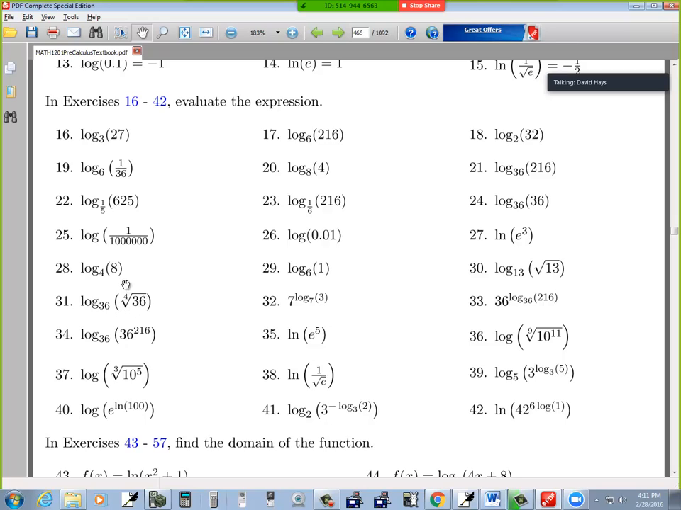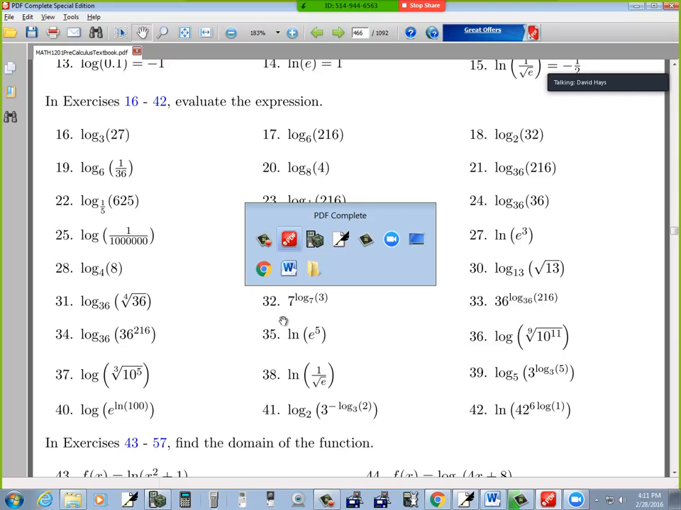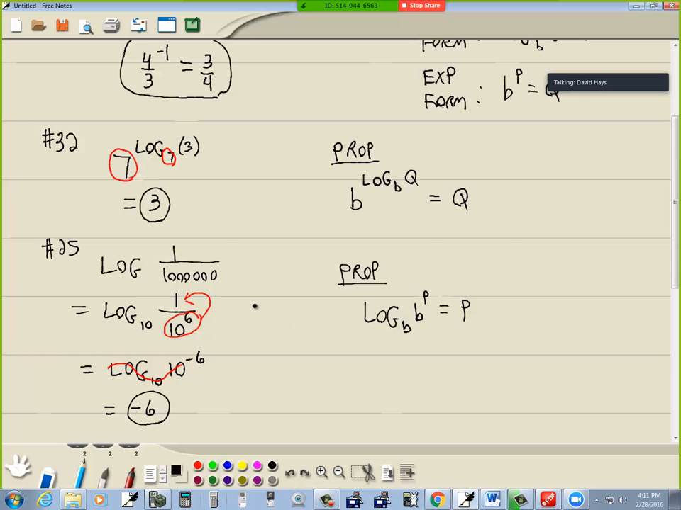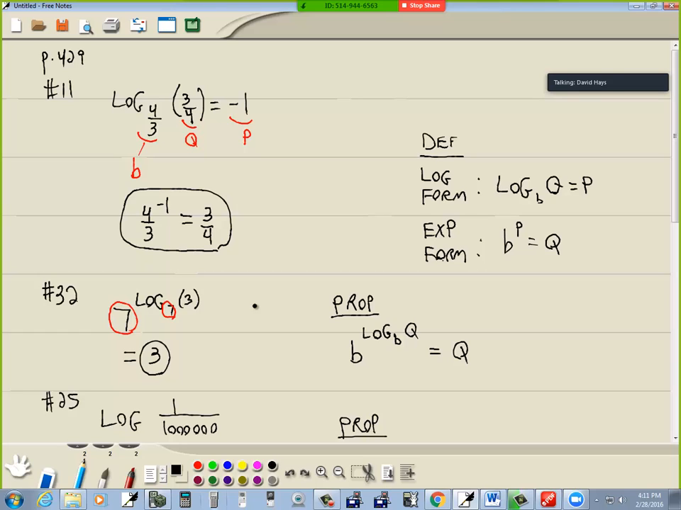Okay. Now sometimes it's not so easy to see how to get in the right form. Let's look at 28. That one's not jumping out at me. Let me clear this off.